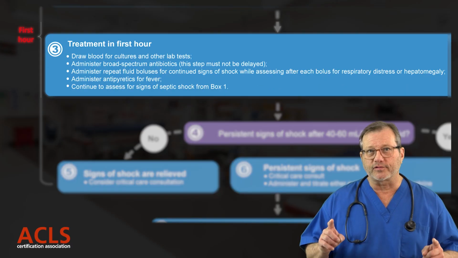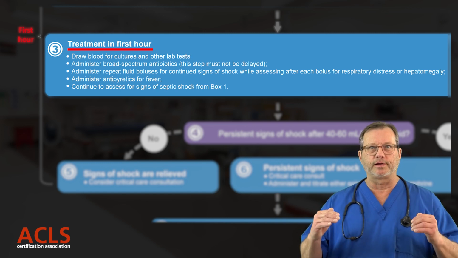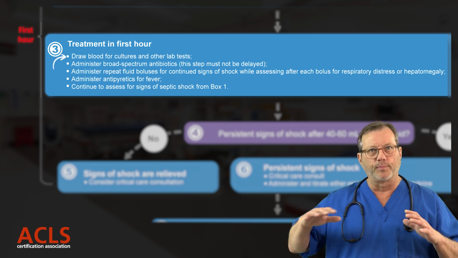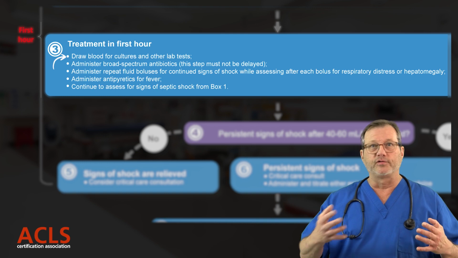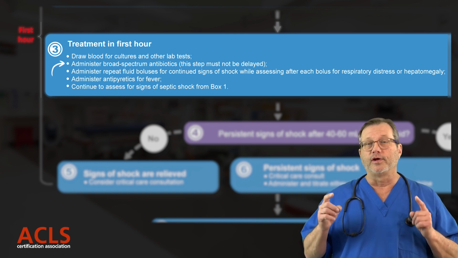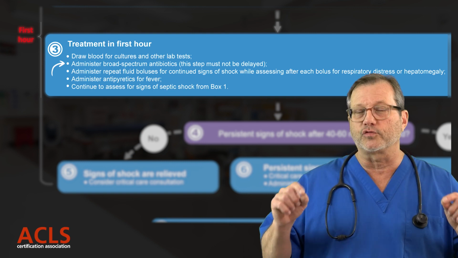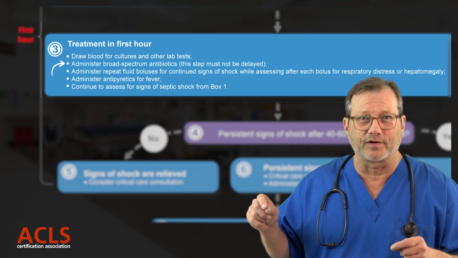Okay, moving into box 3, this is going to be our treatment for the first hour. We're going to begin our treatment starting with getting some labs. We're going to get a full panel of labs. We have to get blood cultures drawn immediately. Obviously, we're going to take a chest x-ray on this kid. Next, the administration of empiric broad spectrum antibiotics. We want to start treating the underlying cause of the sepsis, which is the bacterial infection.